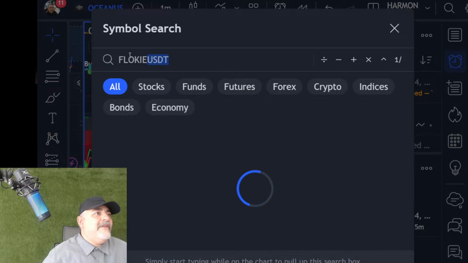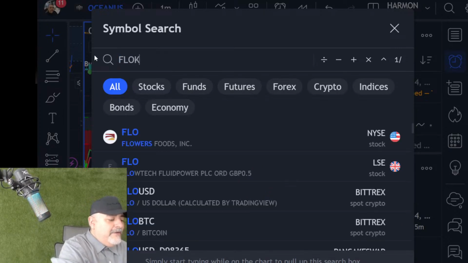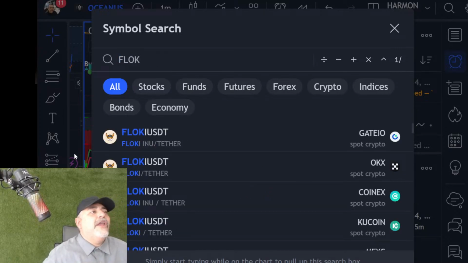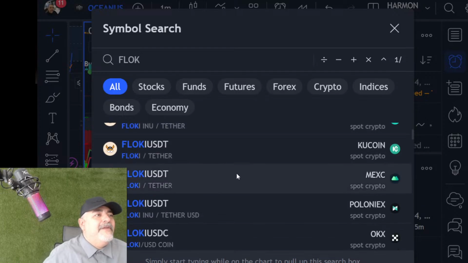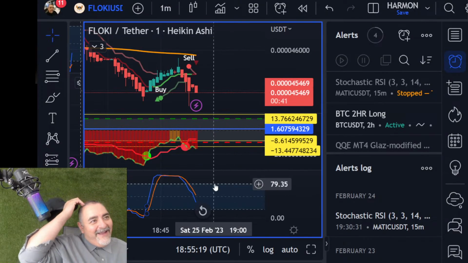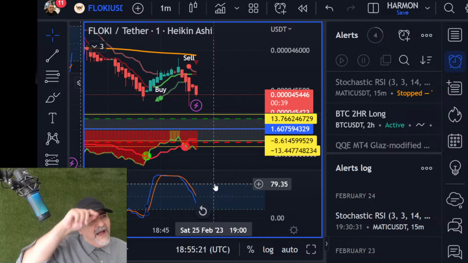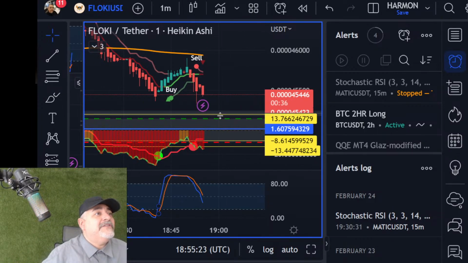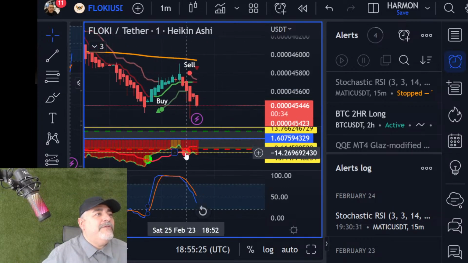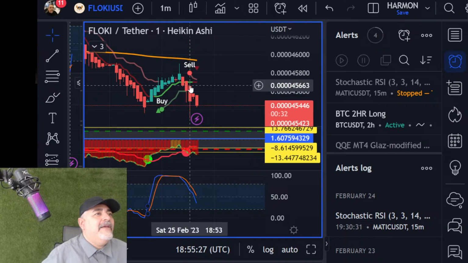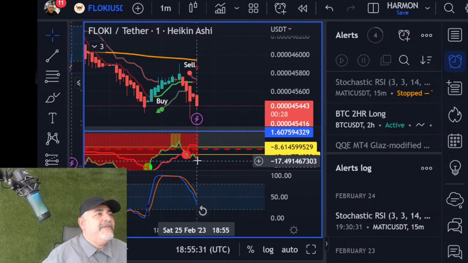Floki, here it is. Floki, my nemesis. All right, let's take a look here, man. Floki does have room to go. Here's the 1 minute. We have a red moon. The short came in right here at 0.00456. So Floki's in a short position here.